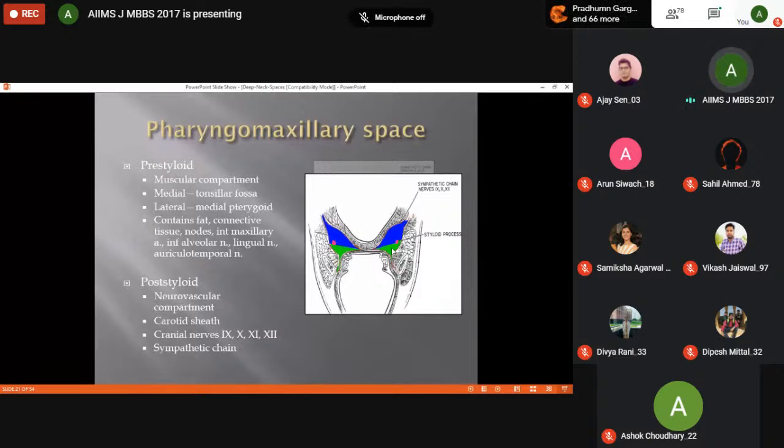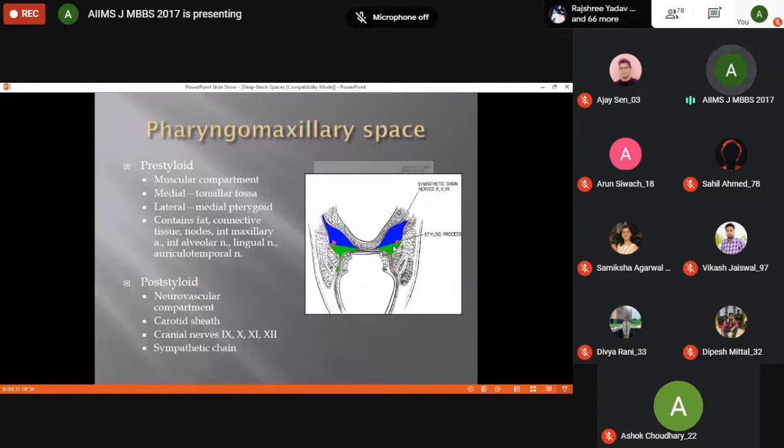So what happens is, how do we define the infection on CT scan? At the center of this area, there is a layer of fatty tissue present. So if there is infection in the pre-styloid compartment, that will push this fat posteriorly and medially.